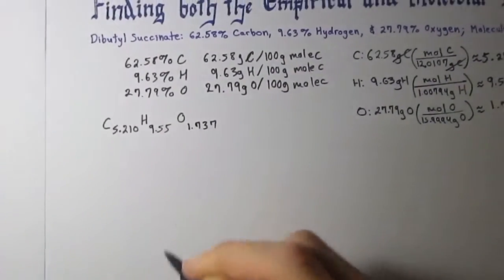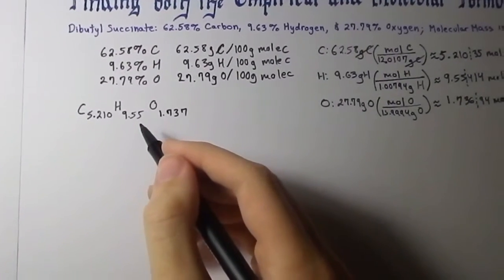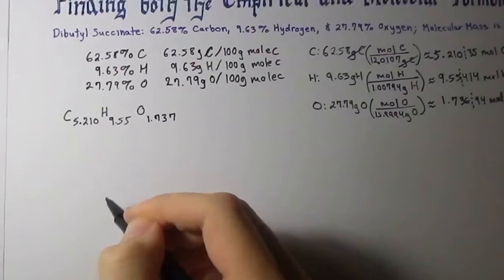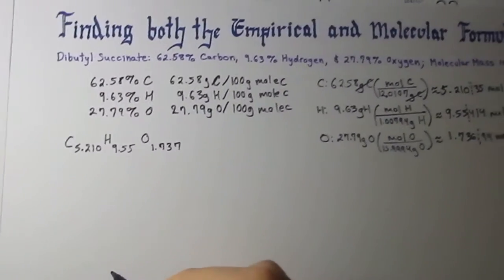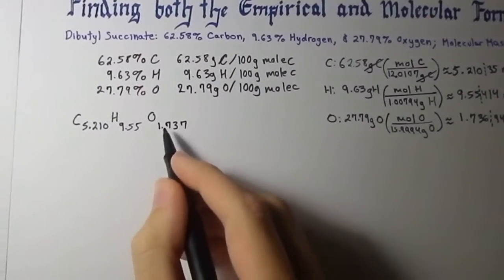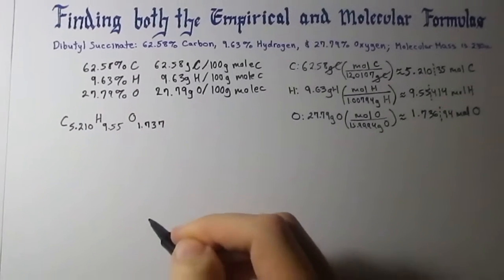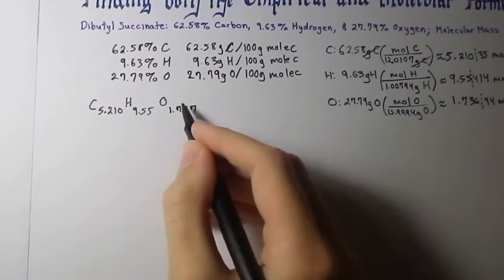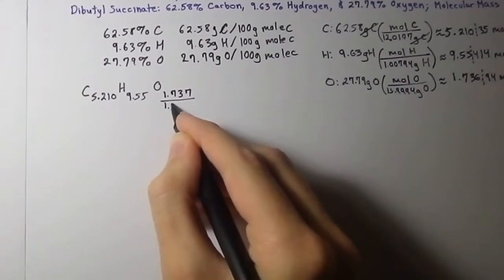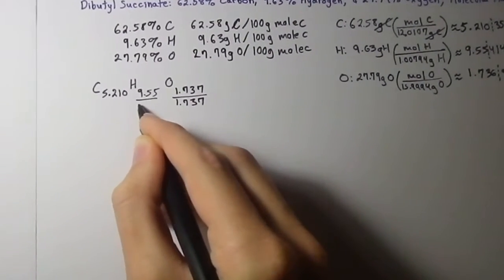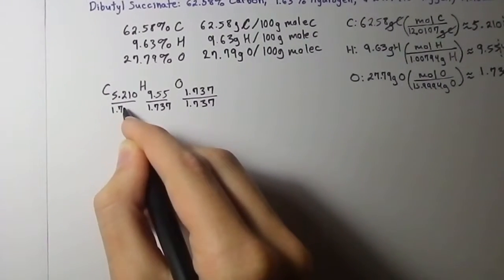And here is your tentative formula. Imagine how nightmarish it would be for every formula that we know to be something like this with decimals, so we need to get rid of that. But first, we're not done yet. We have to take the smallest amount, which is oxygen, and divide each of these by the smallest amount, which is 1.731. And when we do that, the oxygen is going to go to 1. So, and then we could work from there.